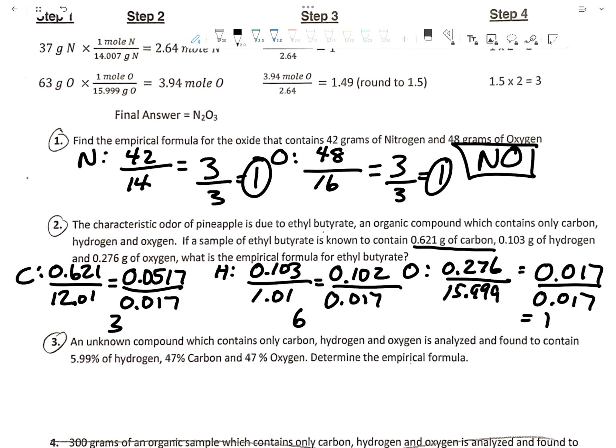Okay. So the empirical formula: for the carbon, you'll have a 3. For the hydrogen, you're going to have a 6. And for the oxygen, you're going to have a 1. There is your empirical formula.